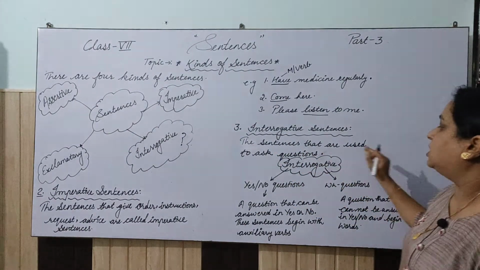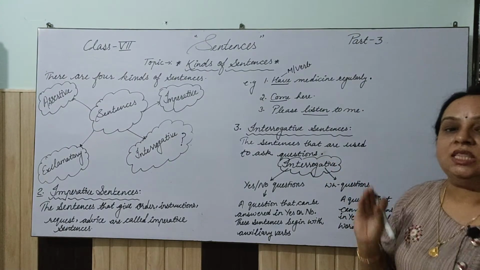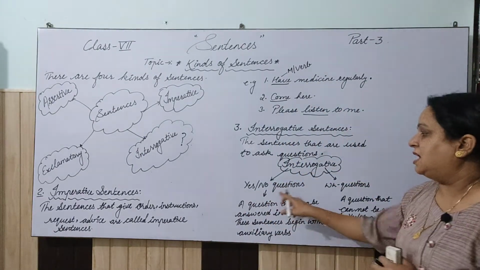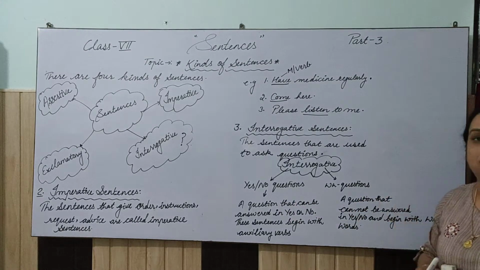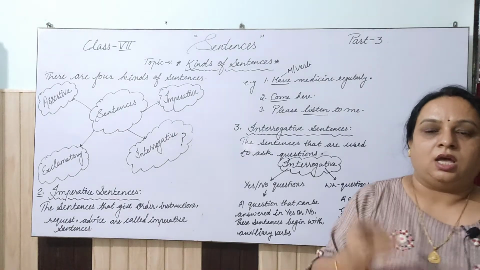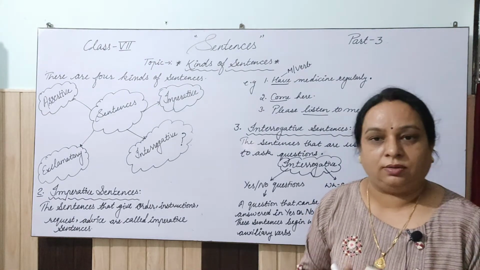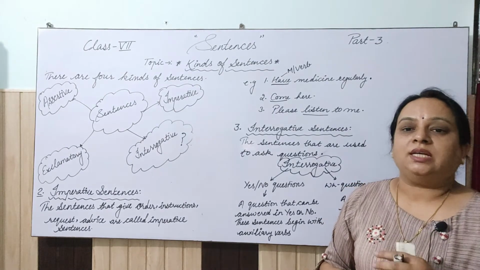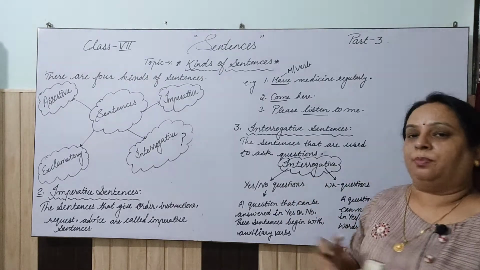Now let's see the definition I have written. The sentences that are used to ask questions are known as interrogative sentences. These interrogative sentences are divided into two parts. Number 1 is yes, no type of questions, and number 2 is WH questions. What do you mean by this yes, no type of questions? Let's understand that. Suppose I am saying, have you finished your tiffin? Are you enjoying the movie? Is your sister crying? These sentences are yes, no type of questions.